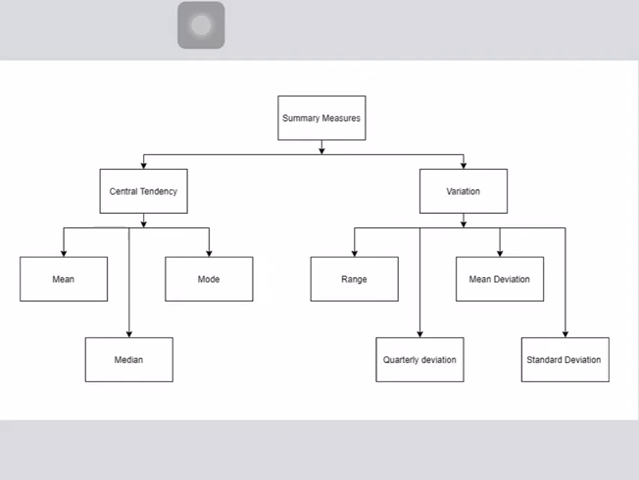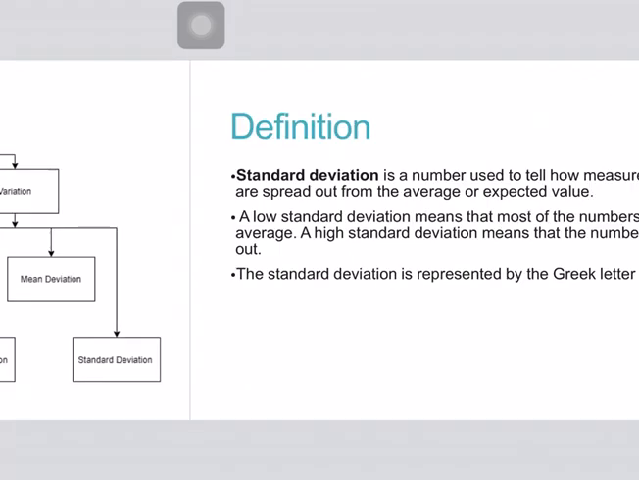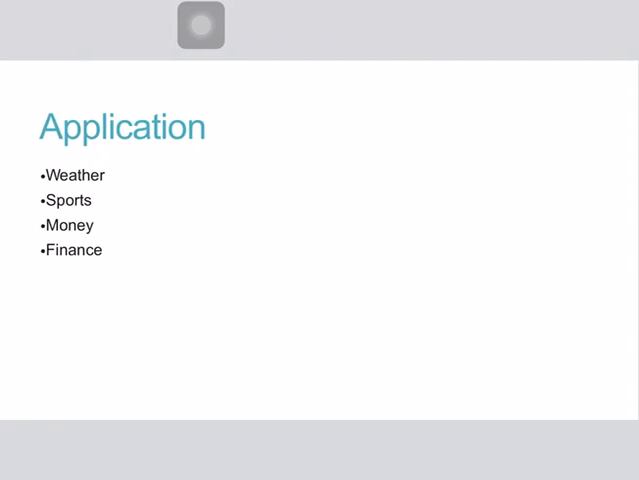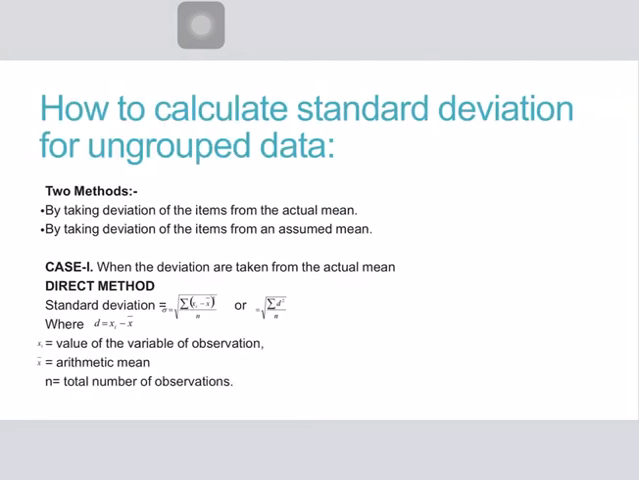Standard deviation is used to measure how measurements are scattered from the average, and it is represented by sigma, which is basically a Greek letter. Standard deviation is used extensively in many sectors like weather, sports, money, finance, etc. For the weather, it is useful to understand the range of daily maximum temperature of selected cities.